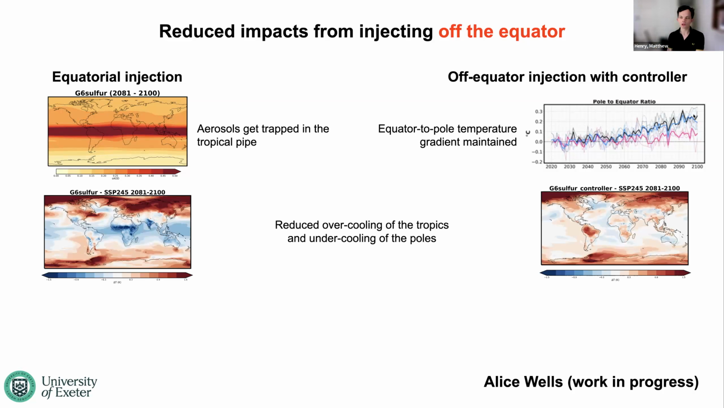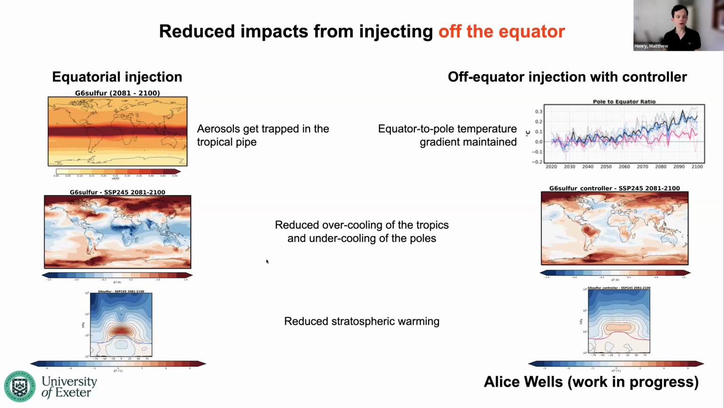And so, as you would expect from this plot, in the case where you inject at the equator, you get an overcooling of the tropics and an undercooling of the poles. So that's the sort of residual temperature change you get in the geoengineered climate. In the case where you inject at the 4 different locations, you still get a bit of undercooling at the poles, but it looks a lot better than in the case where you inject at the equator.